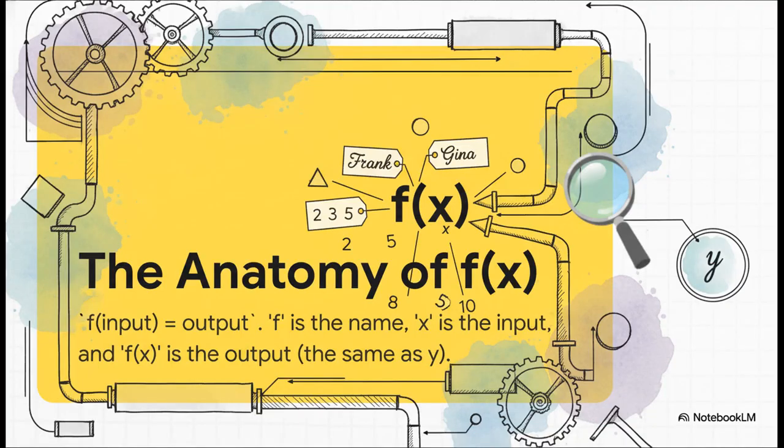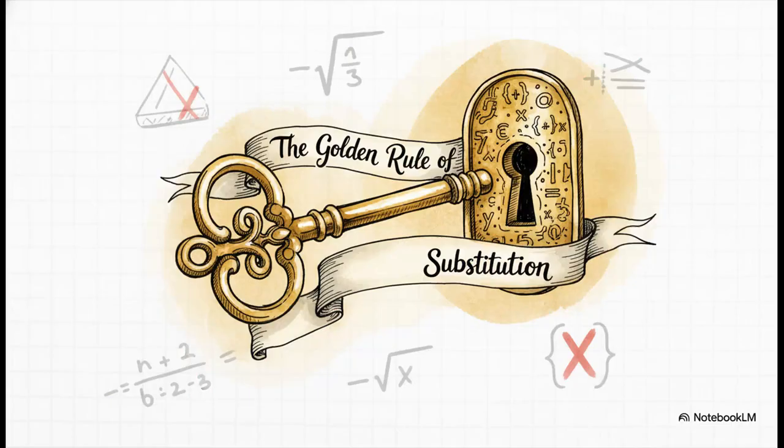Okay, this next part is so important. You have to understand that f of x is one single thing. F is just the name of the function, kind of like a recipe name. X is the ingredient, or the input. And the whole thing, f of x, stands for the final dish, the output, which is just our new name for y. And I'm going to say this a bunch. This is not f times x. It's not multiplication.